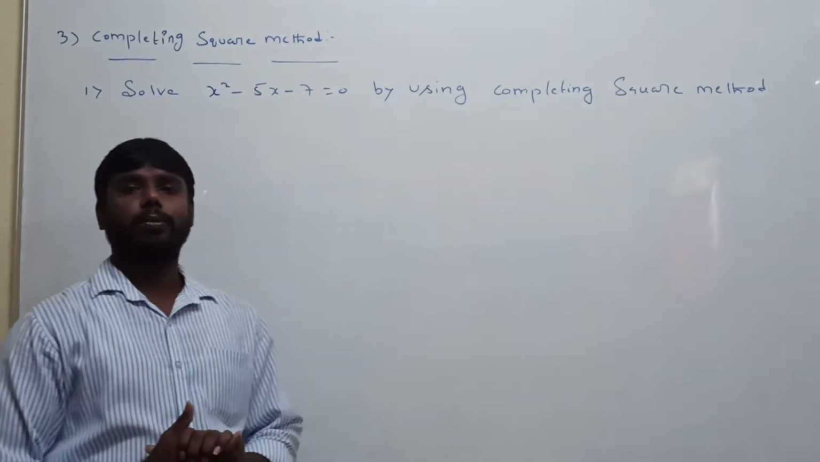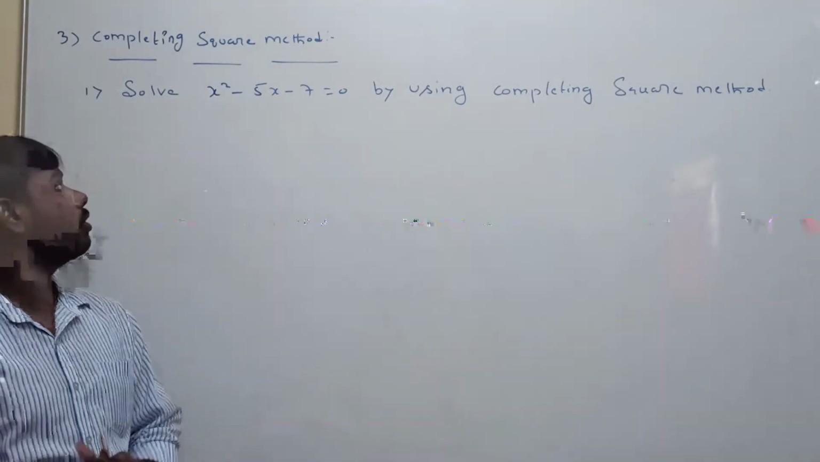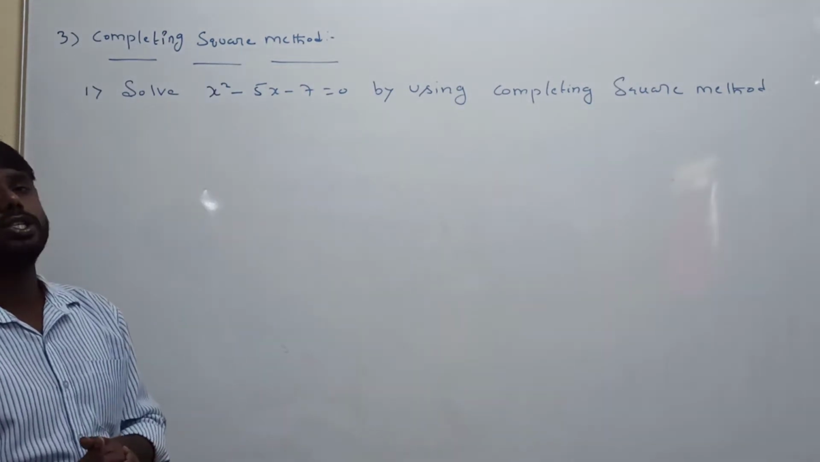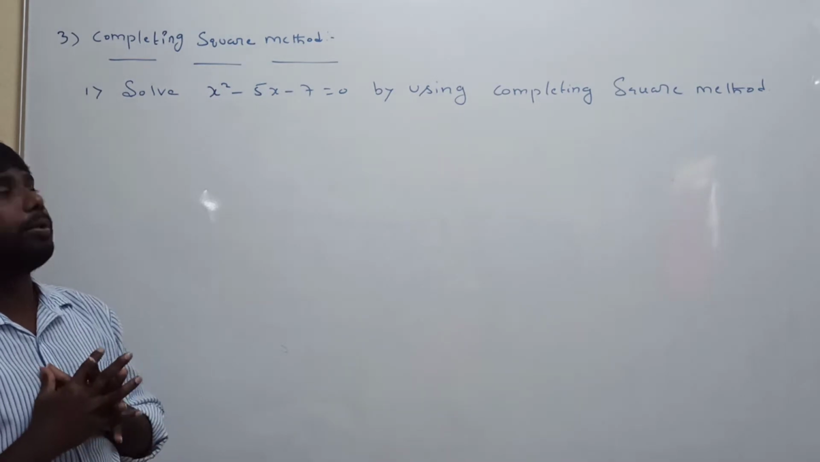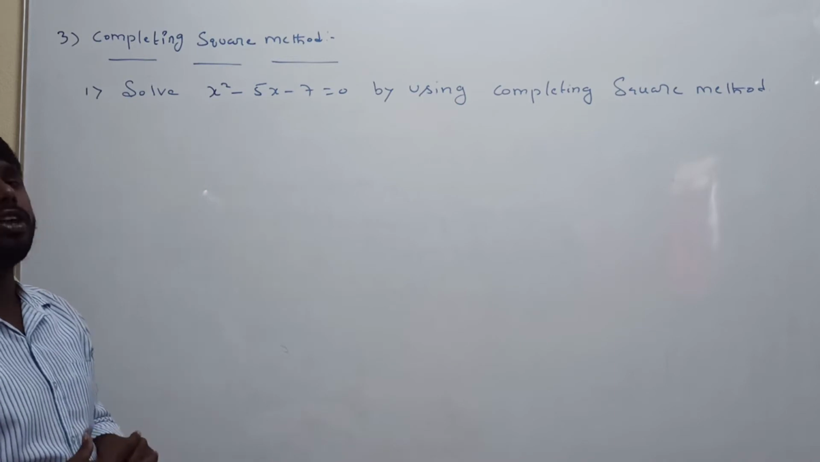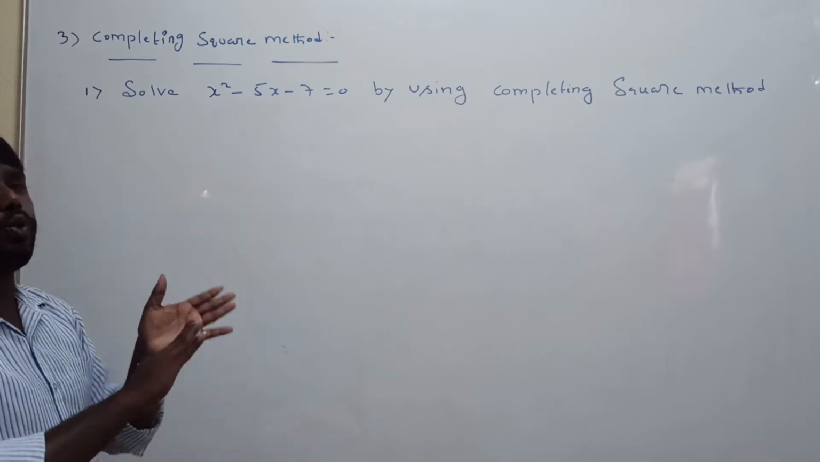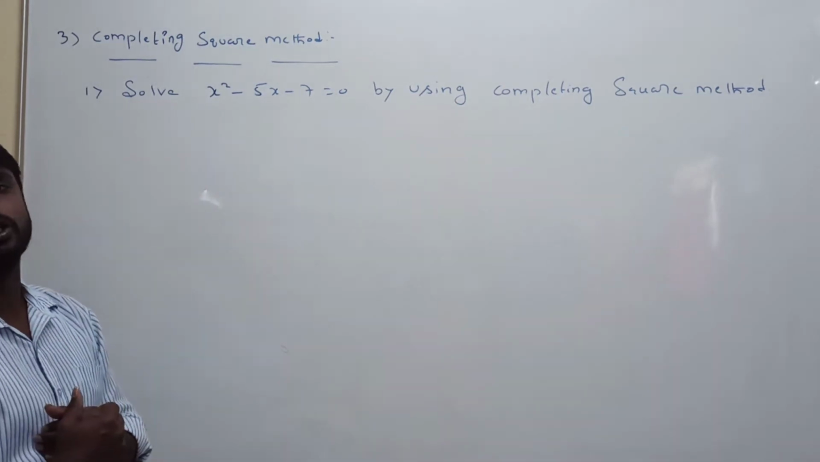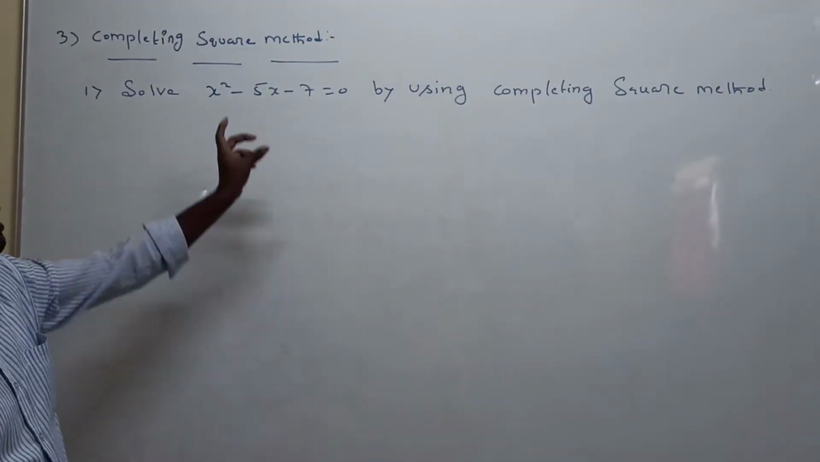Before class, we discussed factorization. Today we will discuss the completing square method. What is the meaning of the completing square method? The given equation has to be converted using the completing square method. How do we convert the given equation?